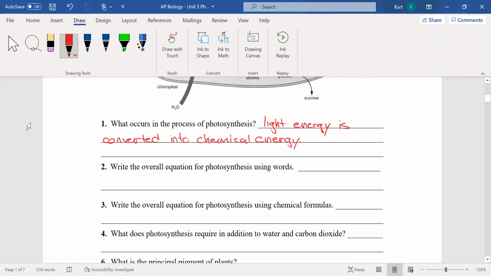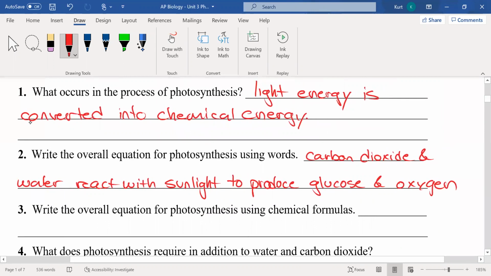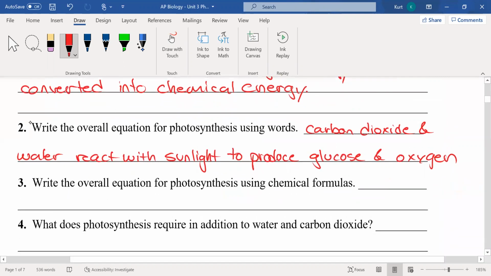Write the overall equation for photosynthesis using words. Carbon dioxide and water react with sunlight to produce glucose and oxygen. If I go too fast, just say something.